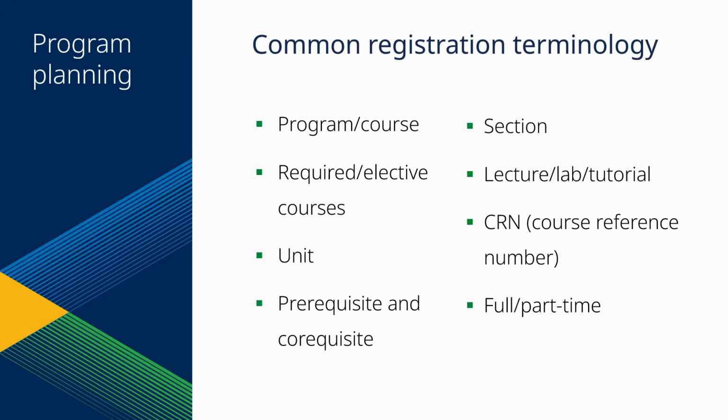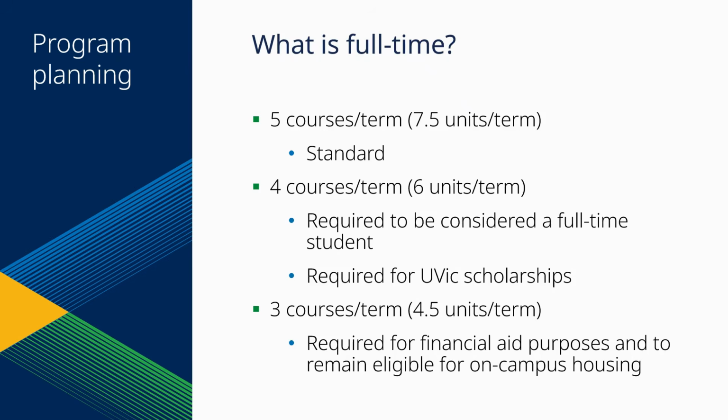And then definitions of full-time and part-time, that depends. The standard full course load for a term would be 5 courses per term, or 7.5 units of study per term. 4 courses is still considered full-time in the eyes of UVic scholarship programs. And then as long as you're in 3 courses per term, that is considered full-time as required for financial aid purposes like student loans and bursaries, and to remain eligible for on-campus housing.